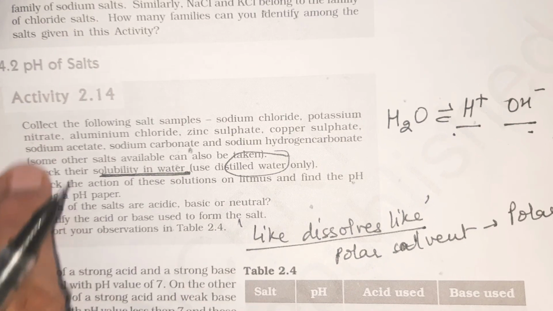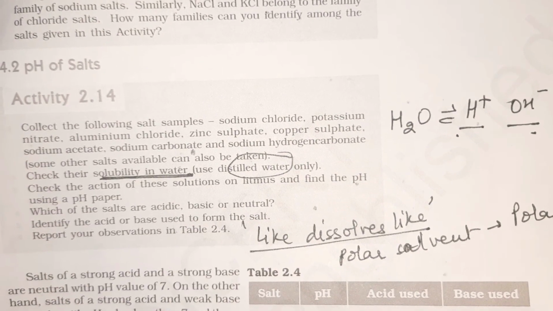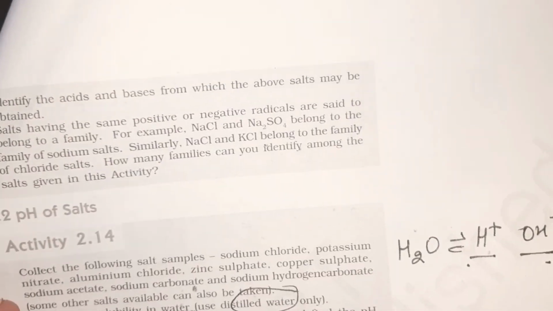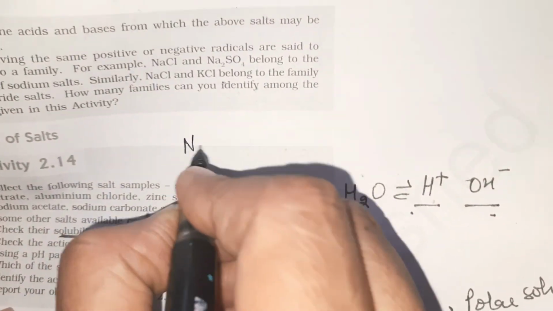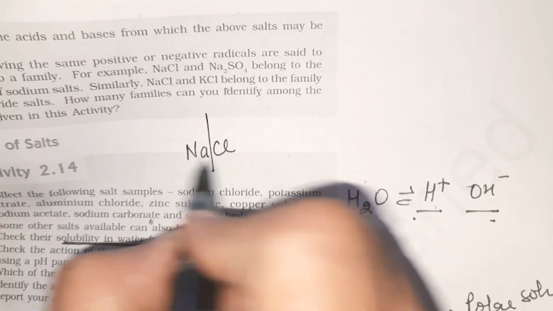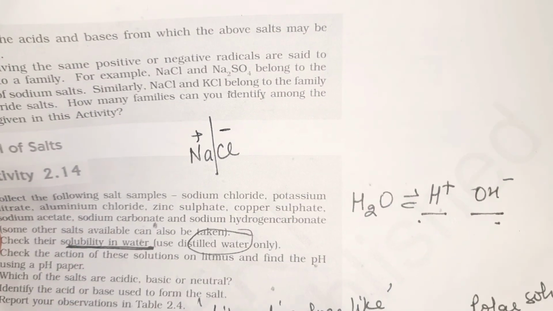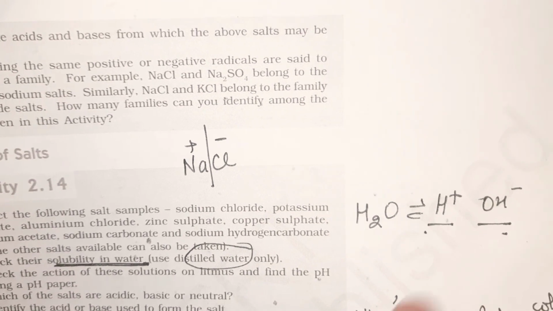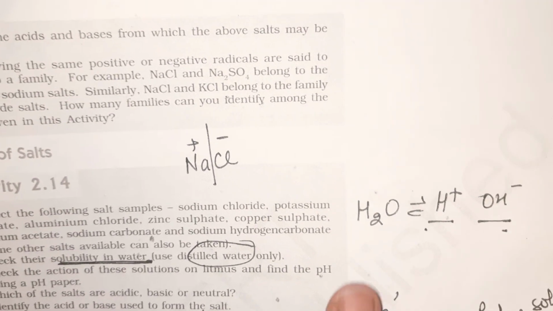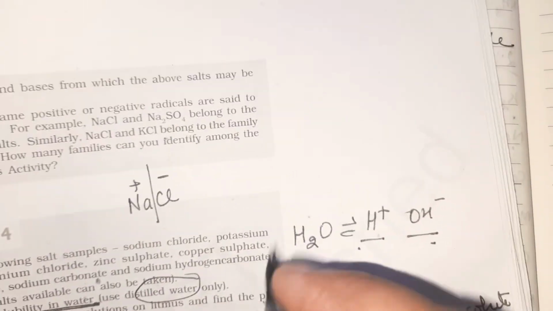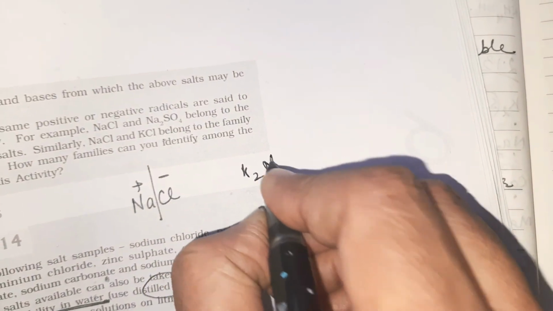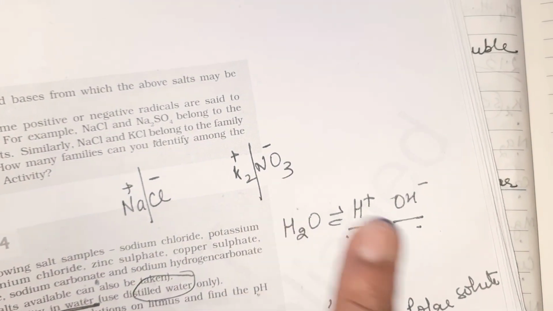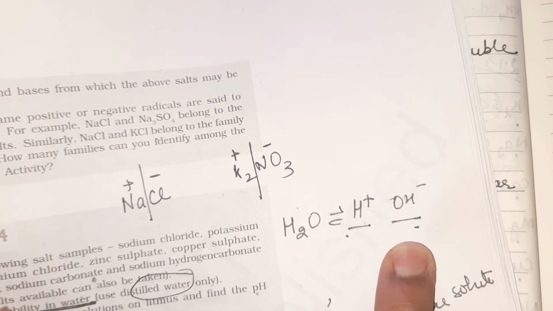Among the salts in the examples they're giving, we'll find which salts are polar in nature. For example, if we talk of NaCl, NaCl has two parts, Na and Cl. That means this is polar, this is also polar. So NaCl is soluble in water. Potassium nitrate, KNO3, has two parts, K part and NO3. This is polar, so it is going to dissolve in polar solvent.